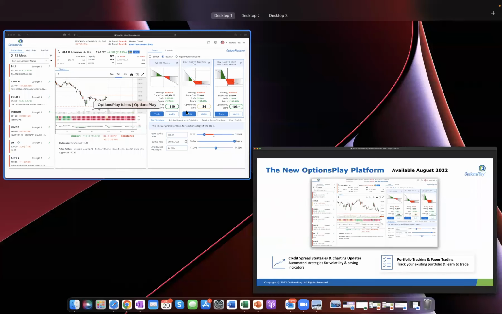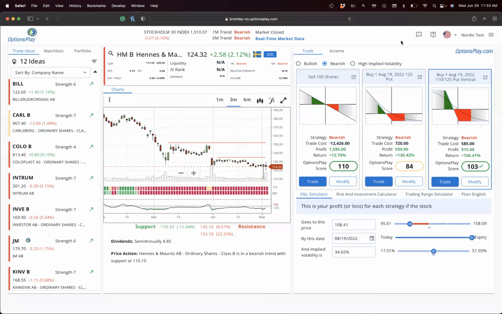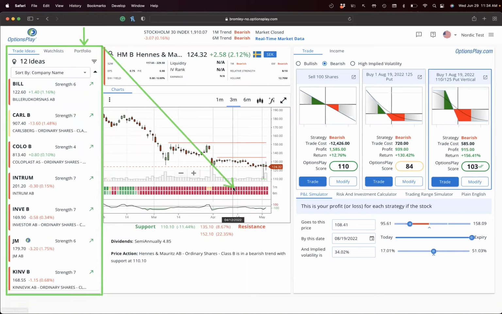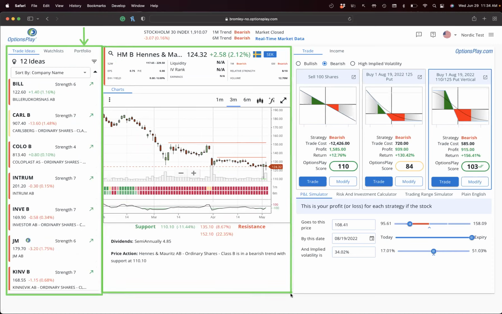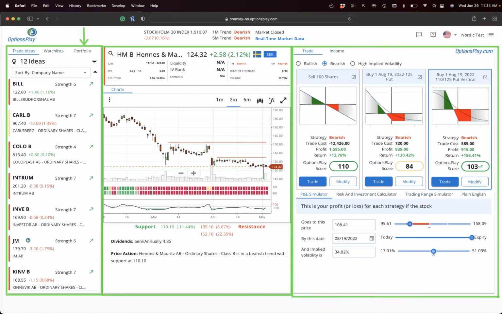I'll just quickly show that platform to you here right now. As you can see, it largely is going to remain the same in terms of layout. You have trade ideas, watch list, and then a portfolio tool here on the right-hand side, which I'll show you in one minute. The security analysis panel will remain largely the same in terms of being able to look at the stock, the trends, the relative strength, all on the screen, and then trade ideas and trading and income here on the right-hand side.